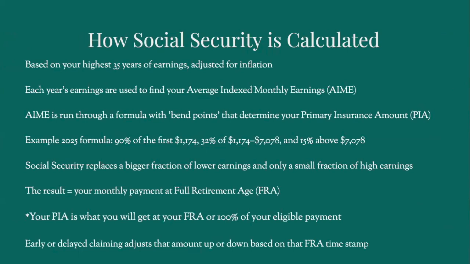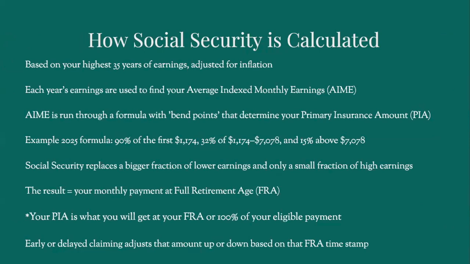So each year's earnings are used to find your average indexed monthly earnings, or your AIME. AIME is run through a formula with bend points that determine your primary insurance amount, or your PIA. We're going to hear that a lot. That's interchangeable with your FRA, which is your full retirement age. And don't worry, we're going to talk about that a lot over the next many slides here.